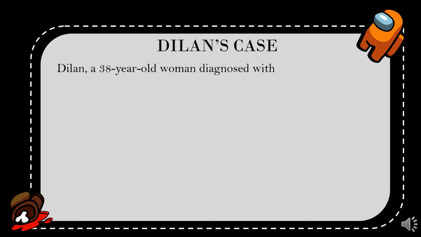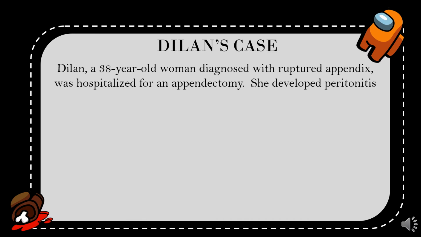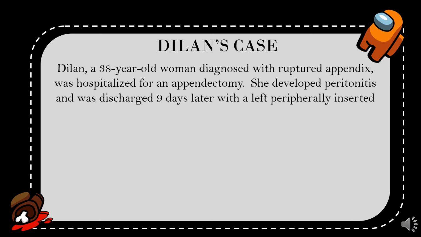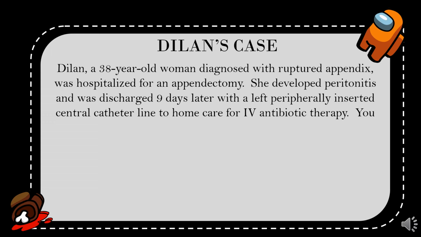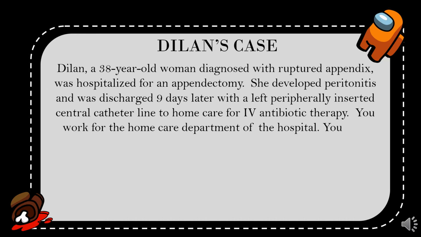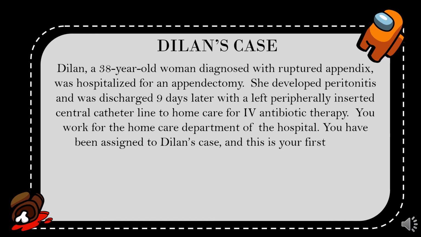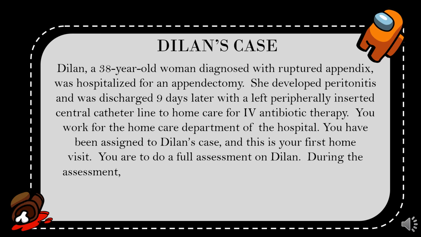Dylan, a 38-year-old woman diagnosed with ruptured appendix, was hospitalized for an appendectomy. She developed peritonitis and was discharged 9 days later with a left peripherally inserted central catheter line to home care for IV antibiotic therapy. You work for the home care department of the hospital. You have been assigned to Dylan's case, and this is your first home visit.